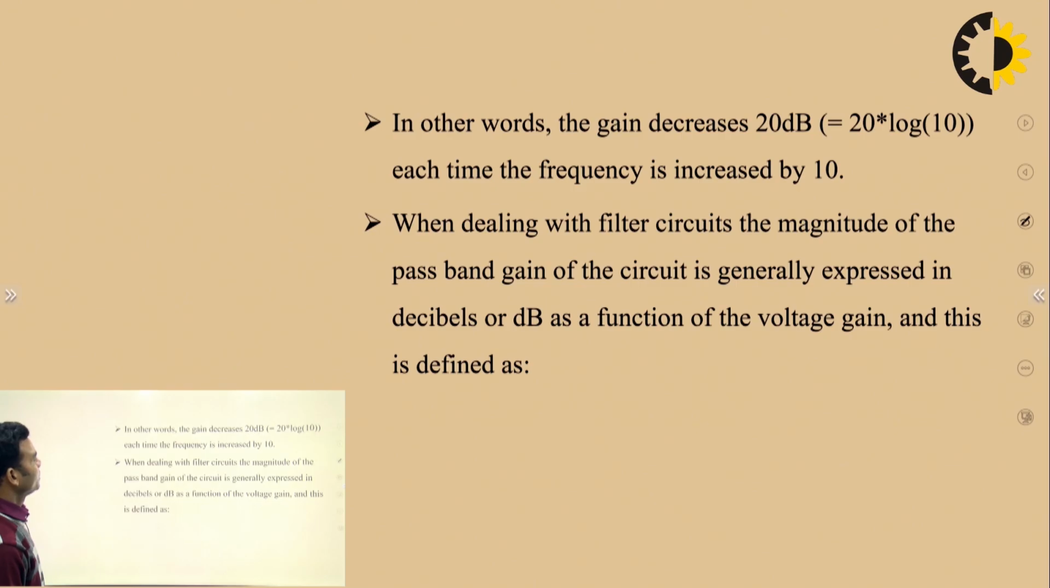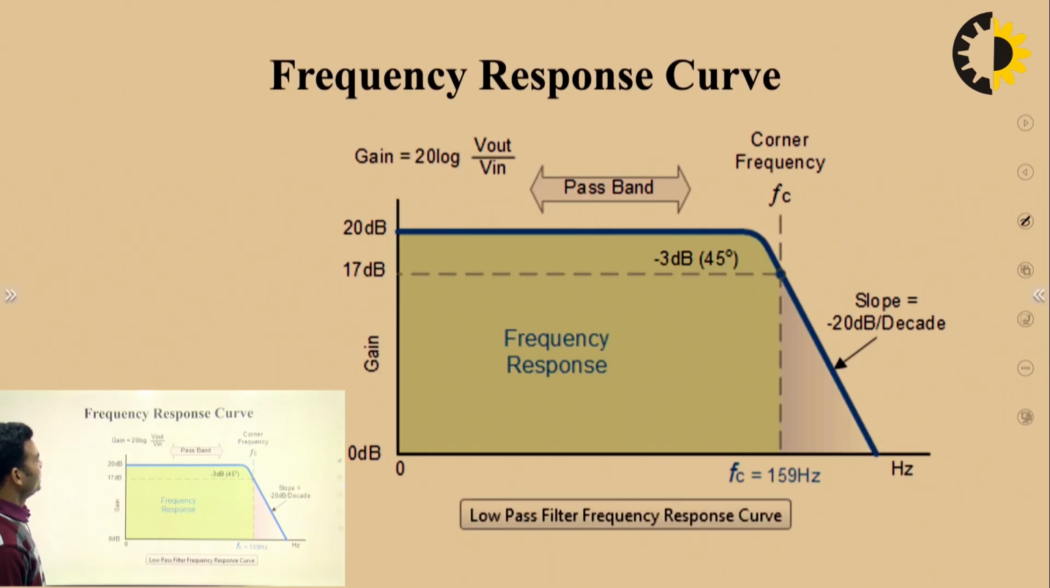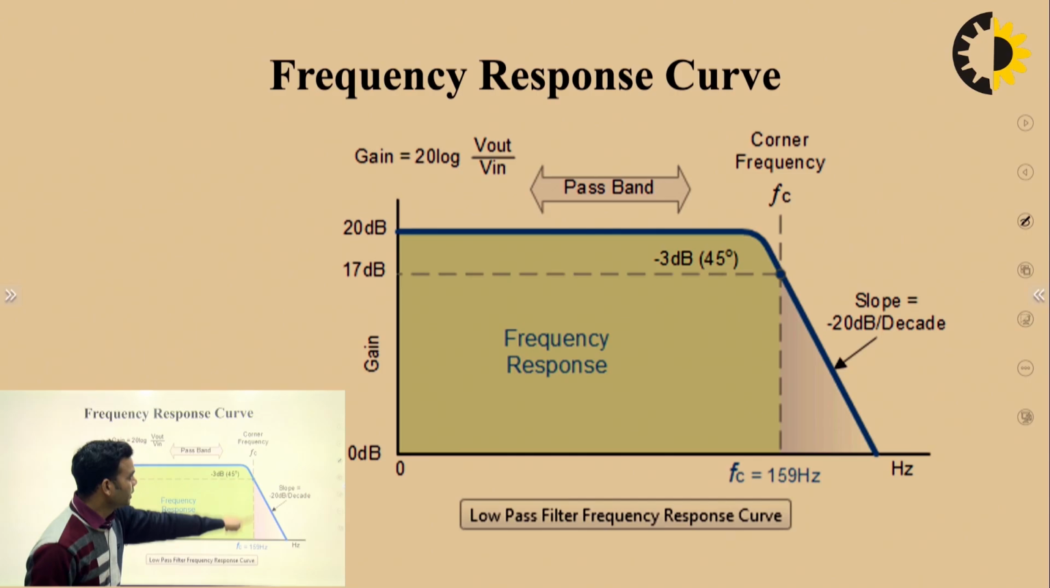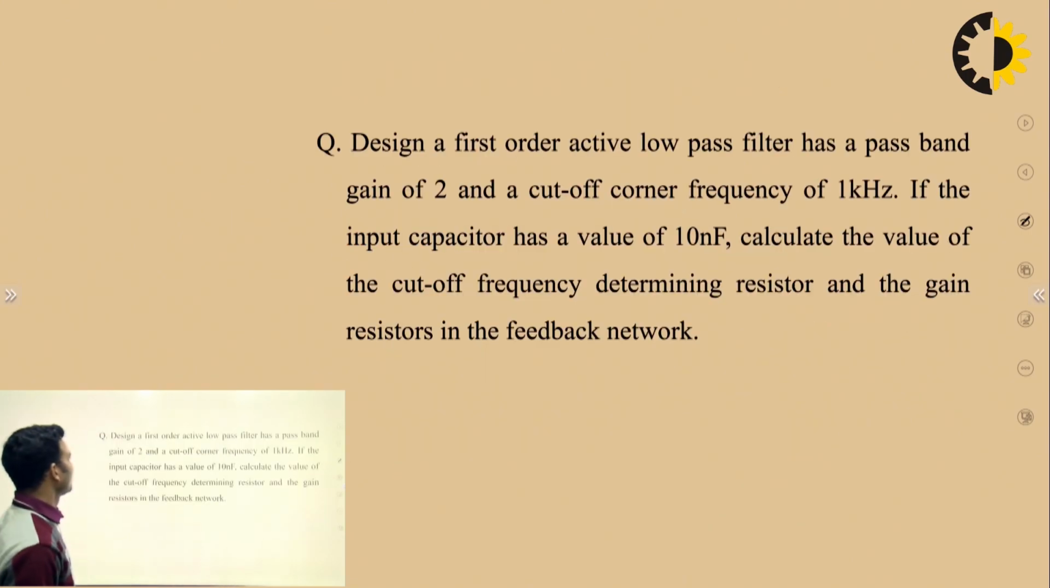So, we need to remember this frequency response of the low pass filter, where each and everything is mentioned. This is the maximum gain, this is the minus 3 dB gain related to the cutoff frequency, this is the minus 20 dB per decade slope, this is the pass band, and this is the stop band. We need to remember all these things.